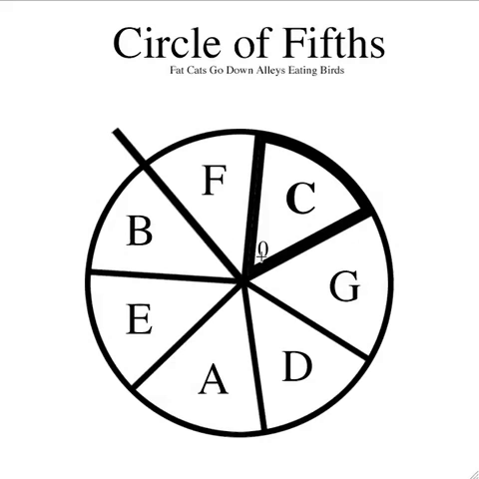After that, draw the number 0 in the C pie slice. Why 0 there? Because 0 is the number of sharps and flats that the key of C has. It has no sharps and no flats, just the white keys on the keyboard. Sharps go around clockwise, starting from C, and flats go around counterclockwise, starting from C.